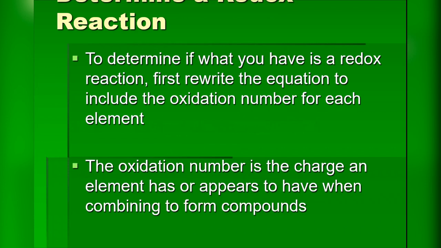To determine if what you have is a redox reaction, first rewrite the equations to include the oxidation number for each element. This is the most important step. You need to know oxidation numbers. We will explain shortly. The oxidation number is the charge an element has or appears to have when combining to form compounds. Okay?